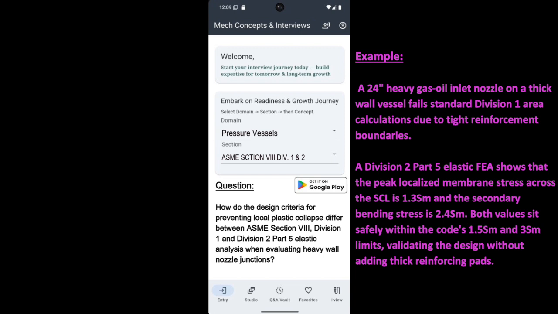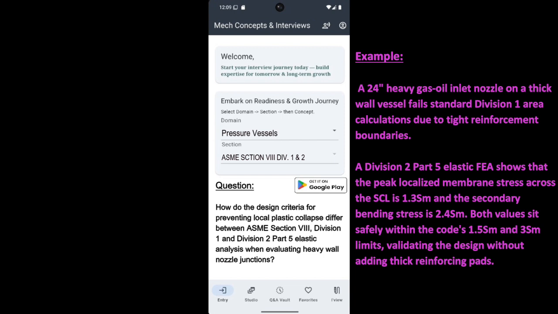Right. The code's tight reinforcement boundaries restrict where you can credit replacement metal, forcing the designer to add a massive, thick reinforcing pad. However, conducting a Division 2 Part 5 elastic finite element analysis reveals the true physical mechanics. And what does the FEA show in this specific case?